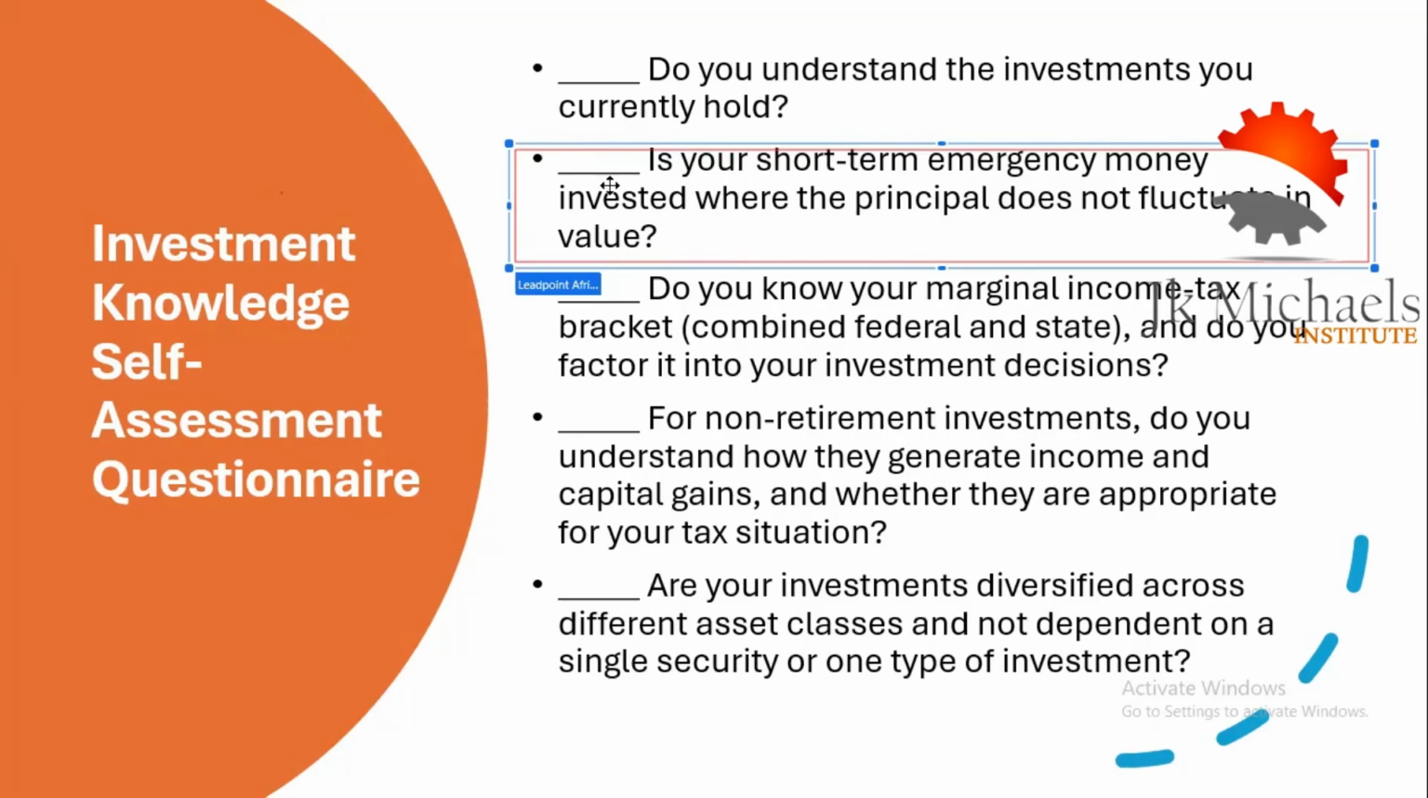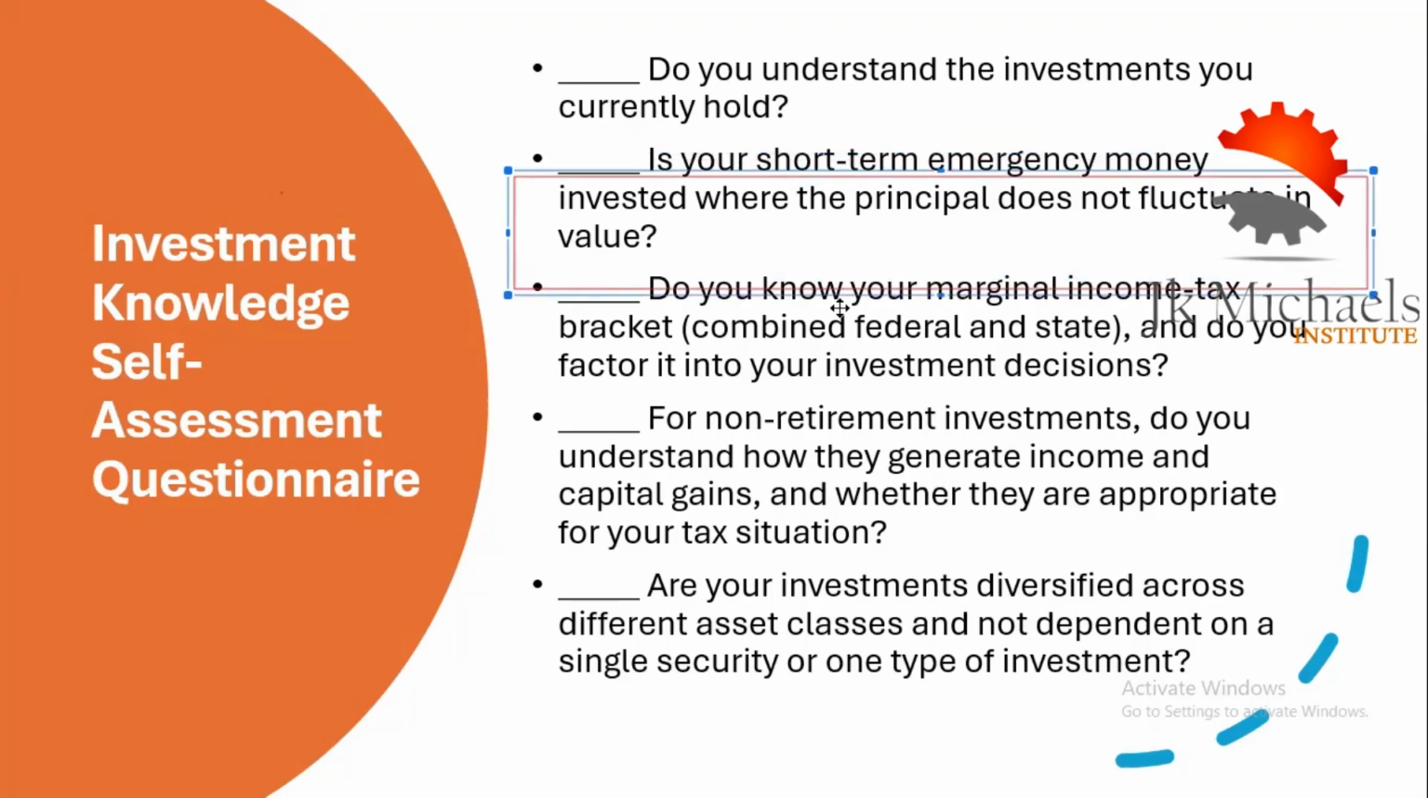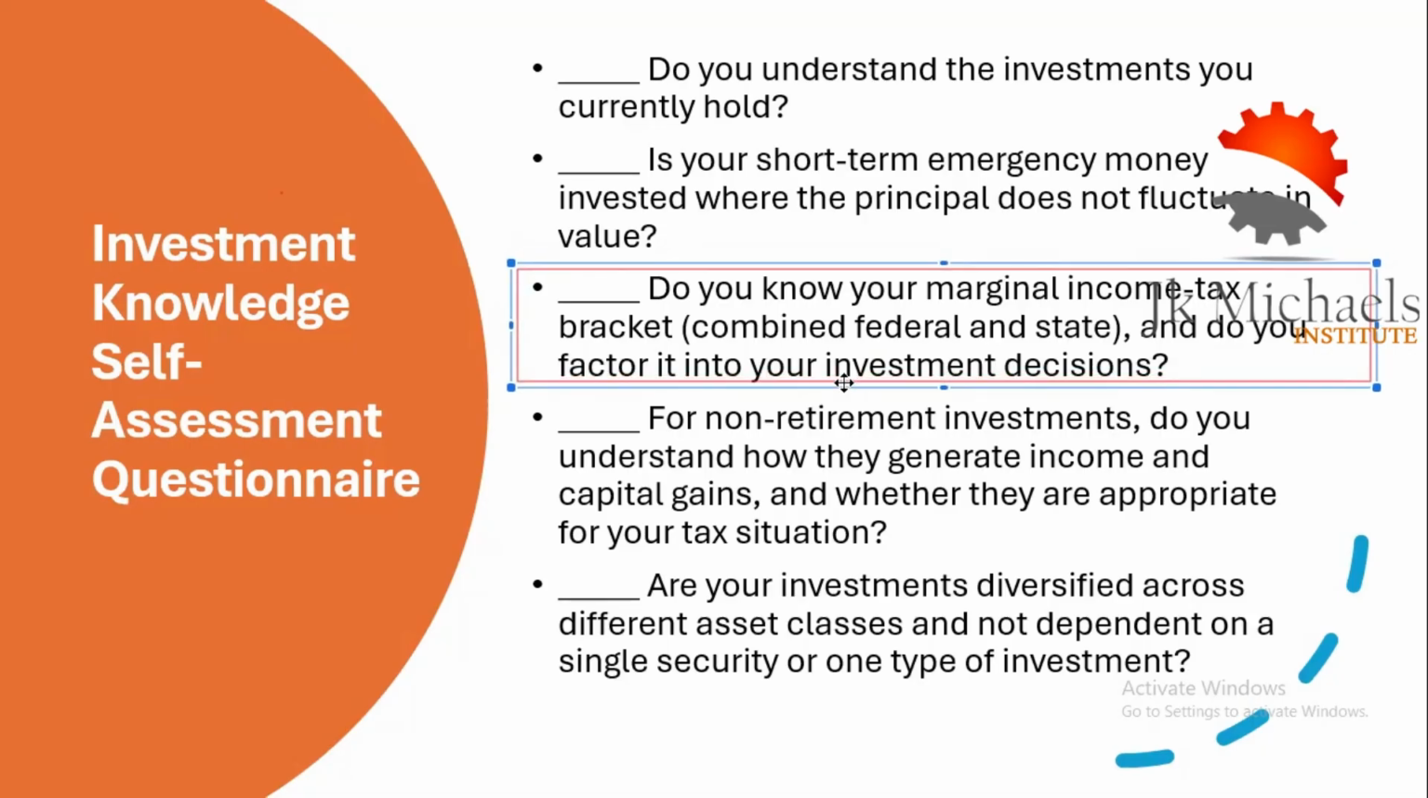So you don't want to take your short-term emergency money and put it in stocks, right? You don't want to put them in stocks. You can put them in money market funds, which are short-term and safer investment vehicles. Now, do you know your marginal income tax bracket? And do you factor it in your investment decisions?